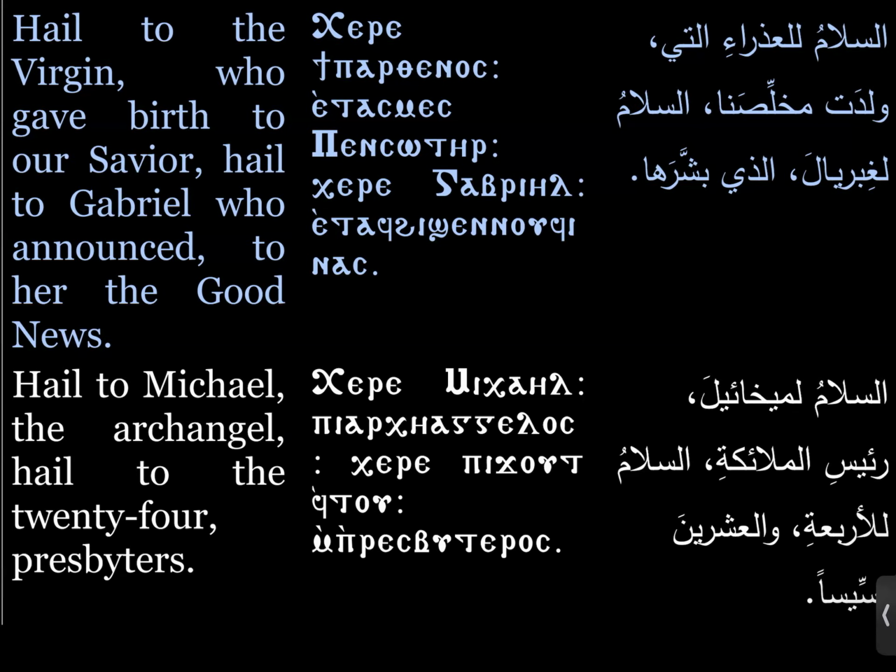Shereti parfe enos eta asmes pe ensotir shere gavriil eta fisheno finas. 2 beats on il in Gavriil, 3 beats on no in Nofi, and 3 beats on na and nas. Okay, so from Shere Gavriil. Shere Gavriil eta fisheno finas. So let's do Shereti Parthenos one more time.